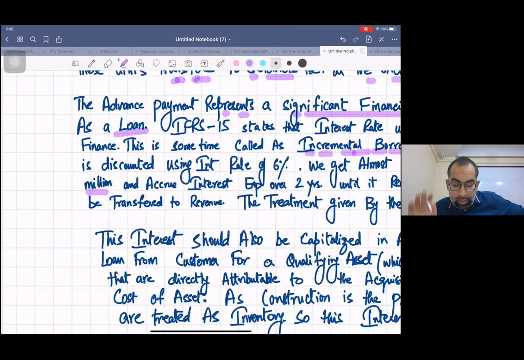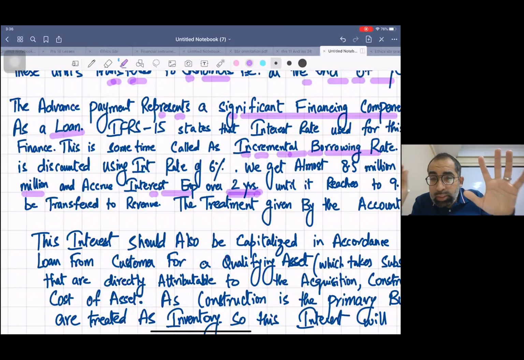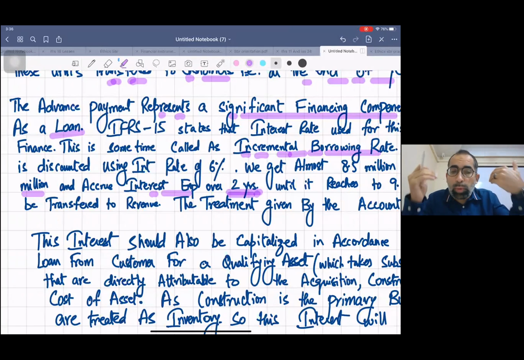Right now I have written the word interest expense because this is the normal treatment. But once I'll be discussing IS 23, then I'll guide the examiner to capitalize it until it reaches 9.55 million.